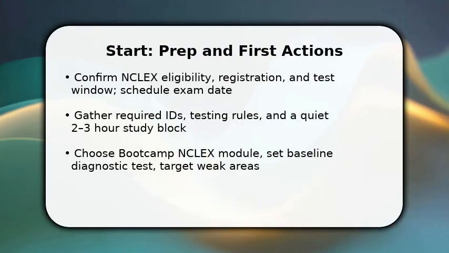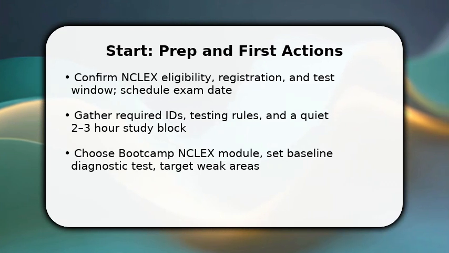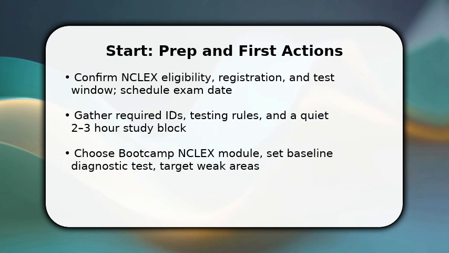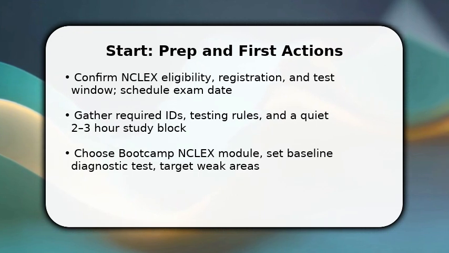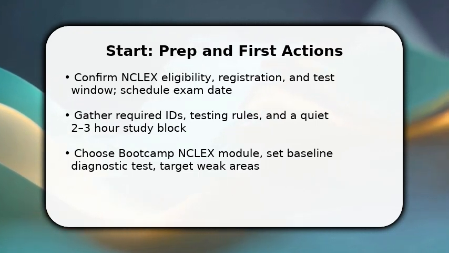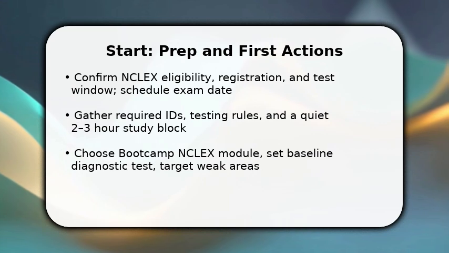You begin by locking eligibility and scheduling so everything else aligns. Once confirmed, run the Bootcamp NCLEX baseline diagnostic to identify high-yield weaknesses. This tells you what to prioritize. Set two 3-hour daily study blocks and assemble ID and test rules.